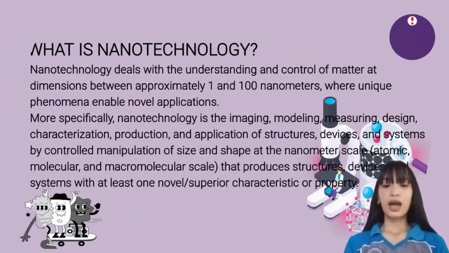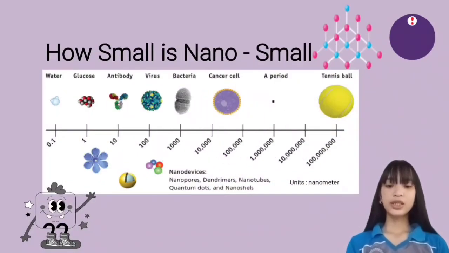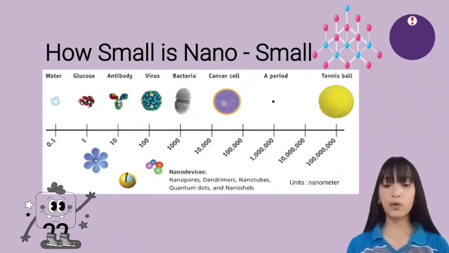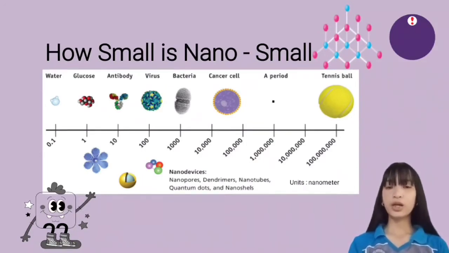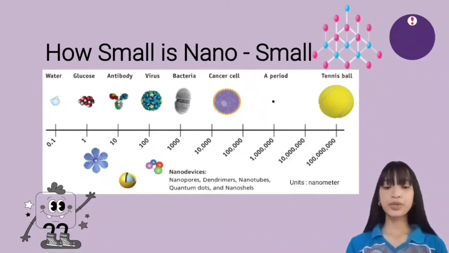Next is how small is nanosmall. Try to look at this example. This is how nanotechnology manipulates this individual. Even small things can only be seen using a powerful microscope, such as water that has 0.1 nanometer, glucose has 1 nanometer, antibody has 10 nanometers, virus has 100 nanometers, bacteria has 1000 nanometers, cancer cell has approximately 10,000 to 100,000 nanometers. A period has 1 million nanometers, and a tennis ball has 100 million nanometers.